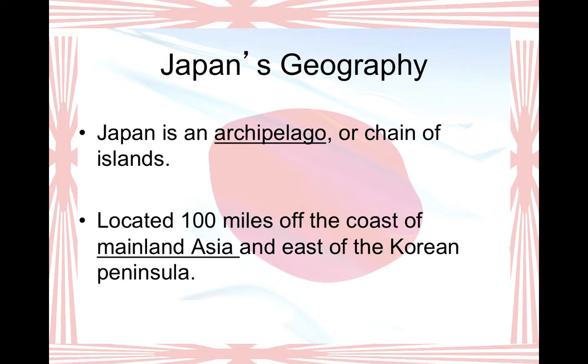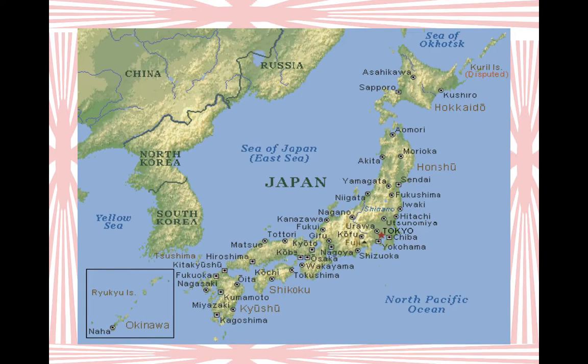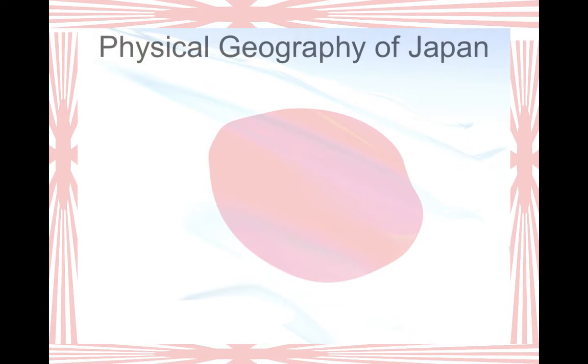Japan is located about 100 miles off the coast of mainland Asia, so it's right next to Korea and China. Those are the countries that are right next to Japan. Here is a map of where Japan is. You guys can see that the southern part of Japan is close to South Korea, and all the way at the top it's right next to Russia as well. So this is the overview. You can see that the waters that separate it from the mainland are called the Sea of Japan.